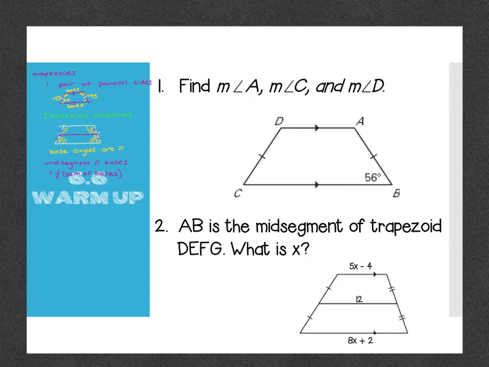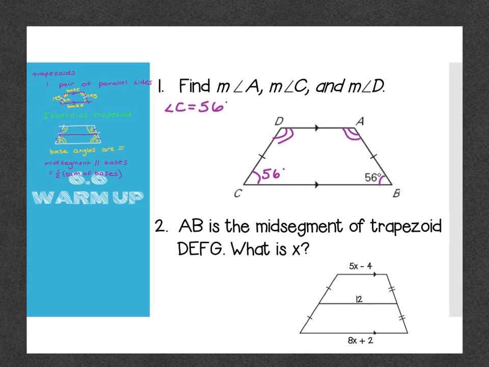Okay, so number 1 says find the measure of angle A, the measure of angle C, and the measure of angle D. In this diagram, we've got an isosceles trapezoid, which means we've got 2 base angles that are congruent. Angle C and angle B would be congruent, and angle D would be congruent to angle A.